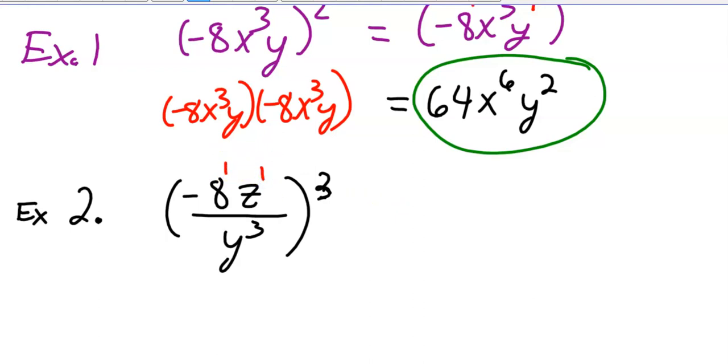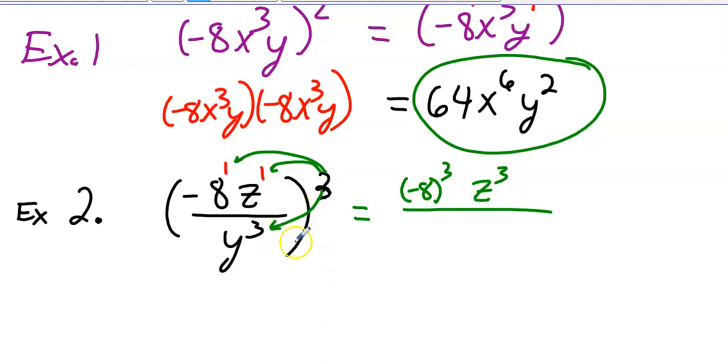So then you would take the 3, multiply it to every single power that you have. Even the powers in the denominator, you're still going to multiply it by 3. Okay, and again, when you've got the negative 8, it's negative 8 to the third power. And we'll go back and multiply that here in a second. We got z to the third. And on the bottom, 3 times 3 would be y to the 9th. Okay, and then using a calculator, or whatever you've got, go back and do negative 8 times negative 8 times negative 8. That's negative 512.